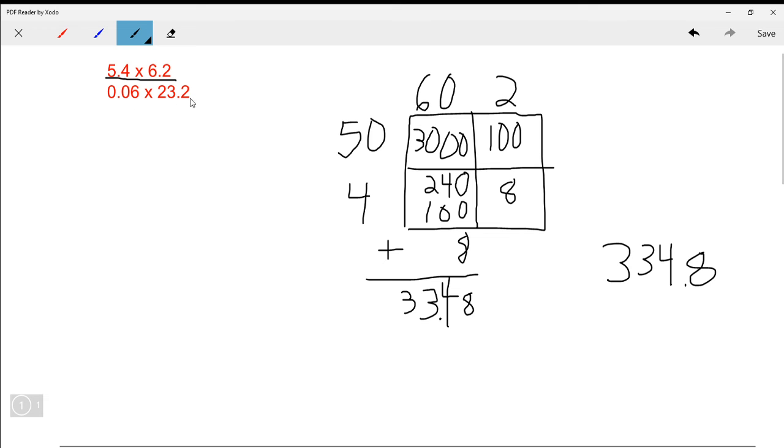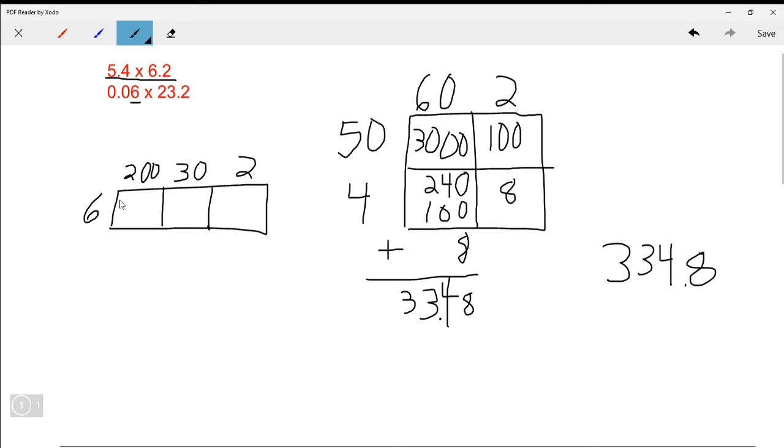Now let's try to do this number now. 6 hundredths times 23 and 2/10. We're going to set this up the same way, but we're just going to pretend it is 6 times 232, and then we just have to break it up. 230 and 2 in expanded form.